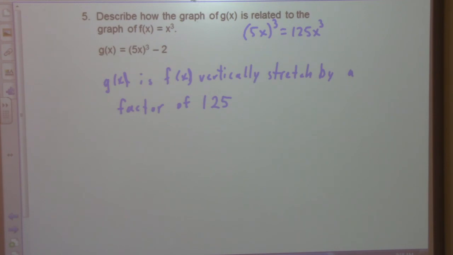Okay, and then what else? And translate 2 units down.